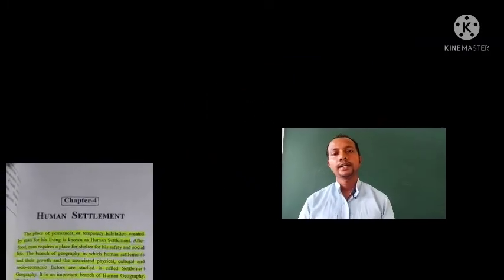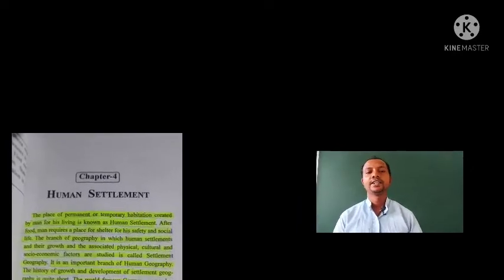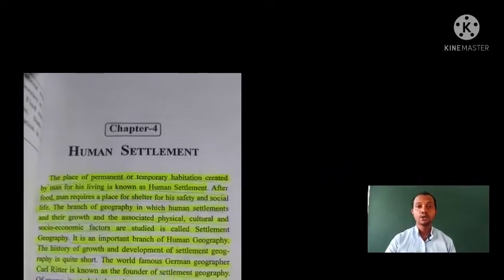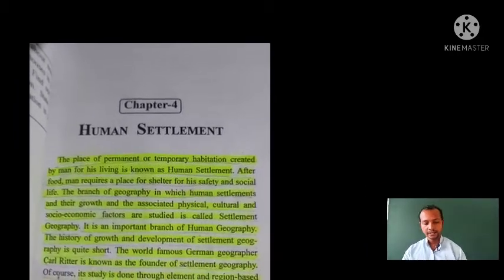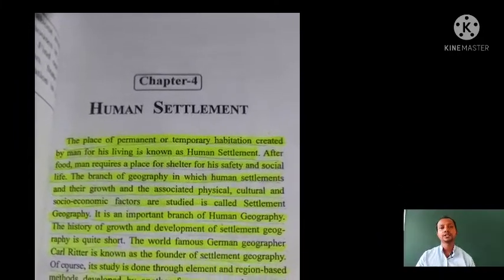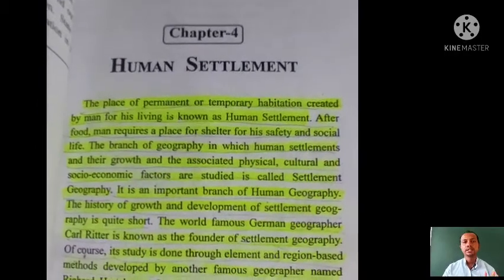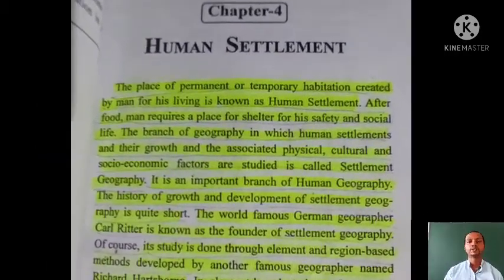Before we learn anything, let us initially define the very term settlement. The book says, the place of permanent or temporary habitation. If a person lives or stays in a place, be it for a shorter time or for a longer time, that staying in a place is known as settlement.